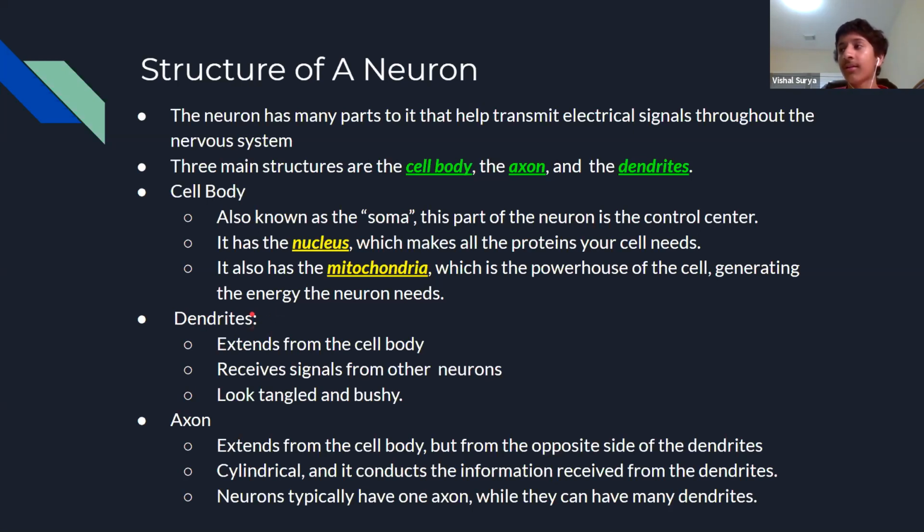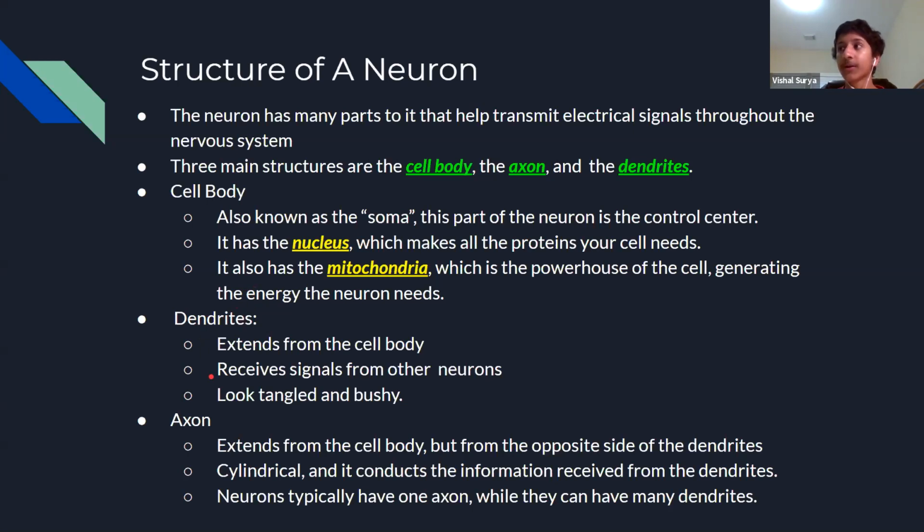Next are the dendrites. The dendrites extend from the cell body. They receive the signals from other neurons, and they look tangled and bushy, which is one way to help identify them. Now the axon. The axon extends from the cell body, but from the opposite side of the dendrites. They're usually cylindrical, and they conduct the information received from the dendrites. Neurons typically have one axon, while they can have many dendrites.